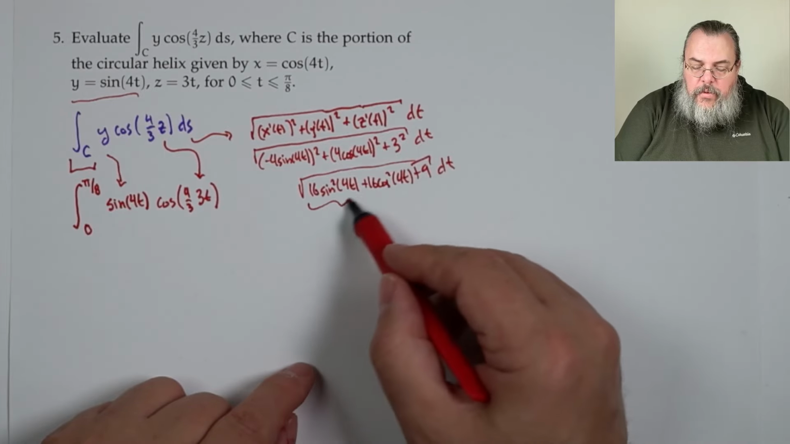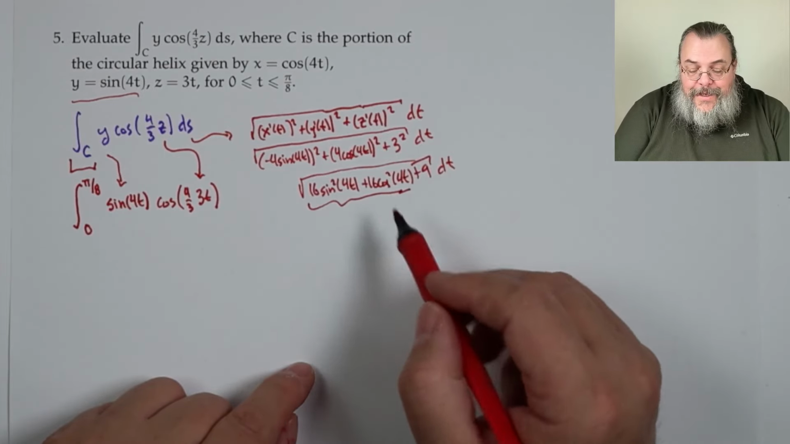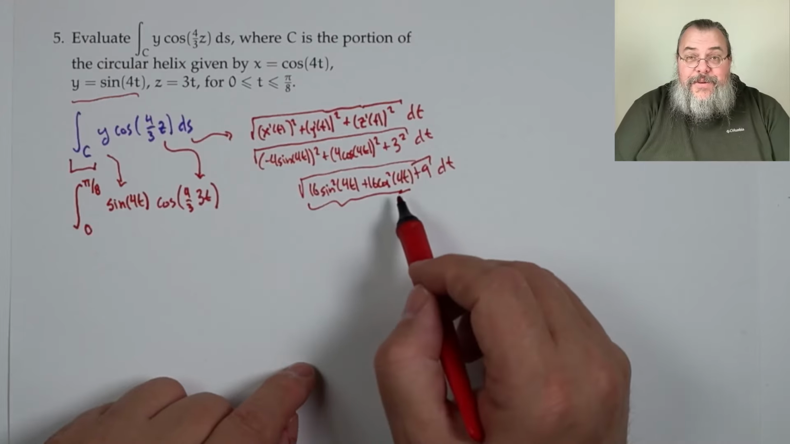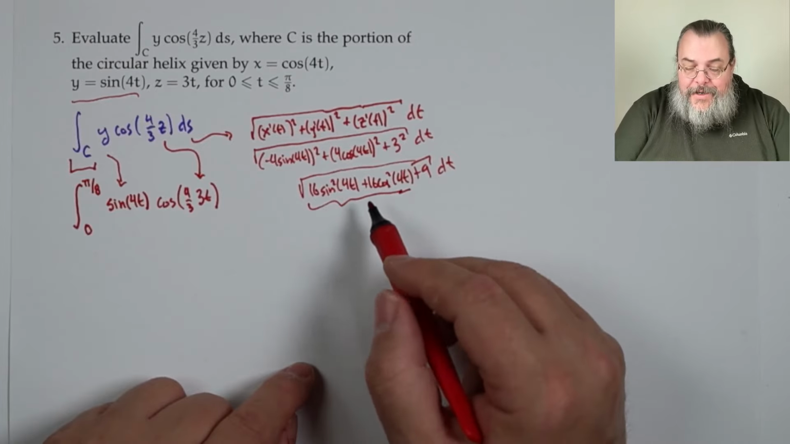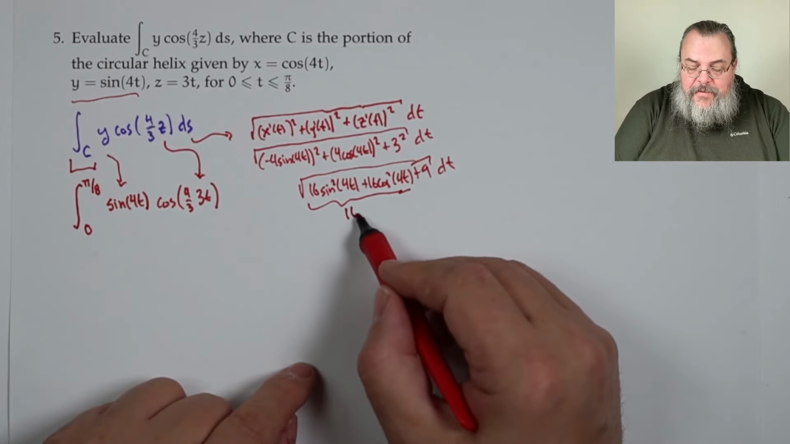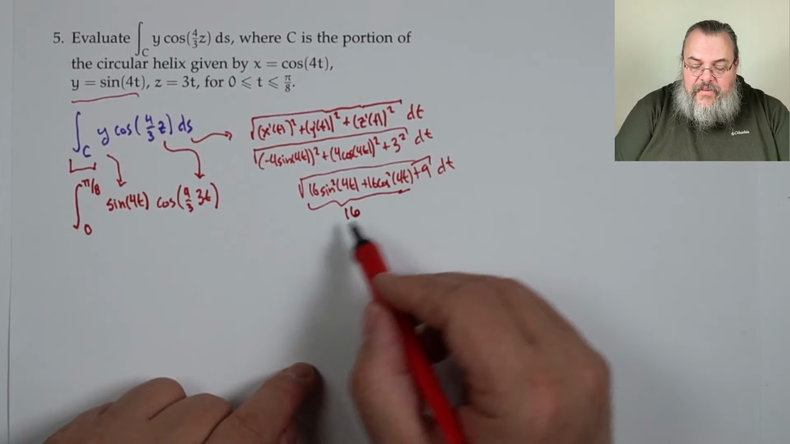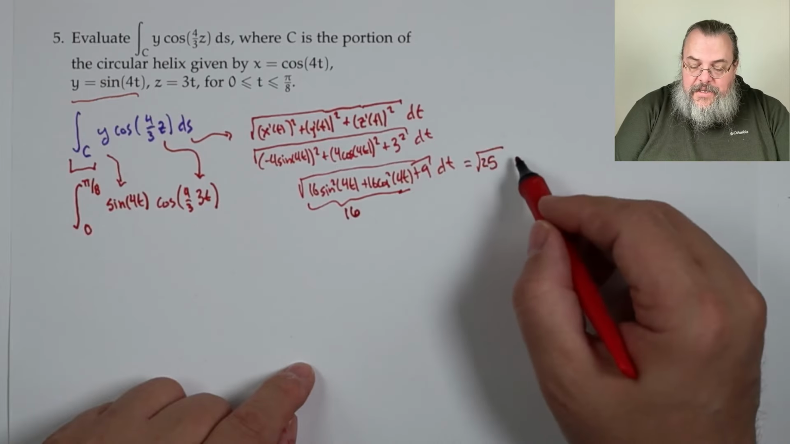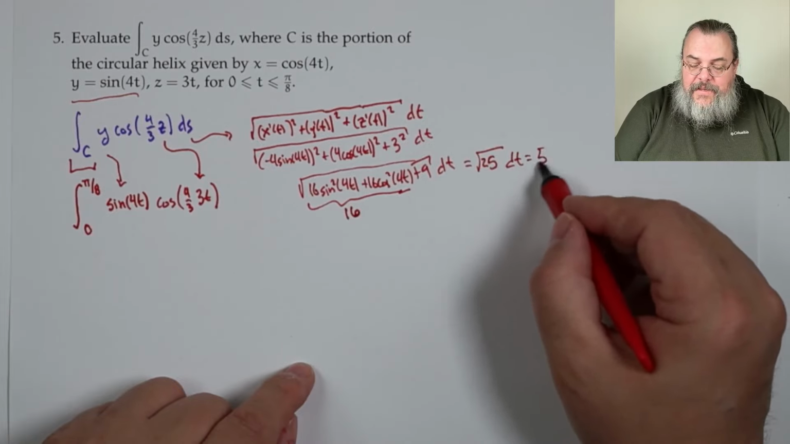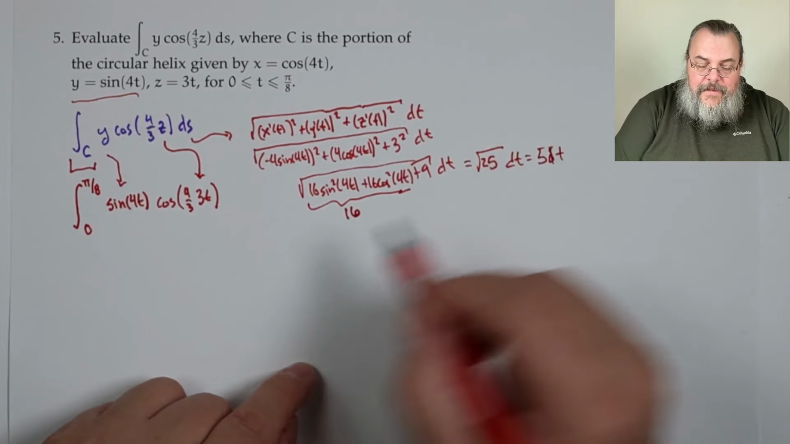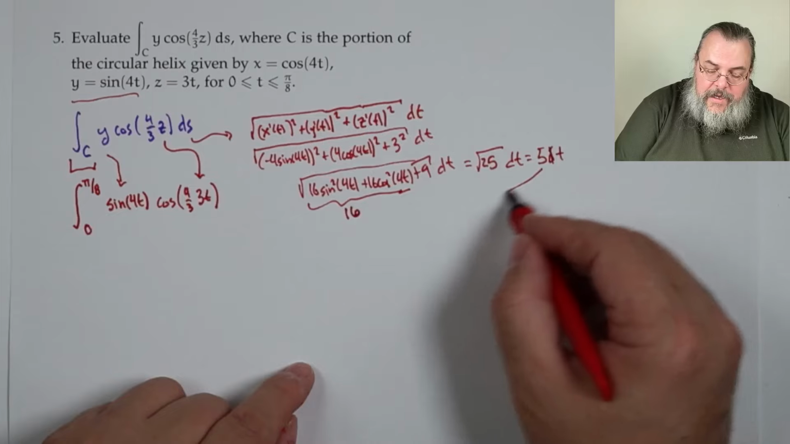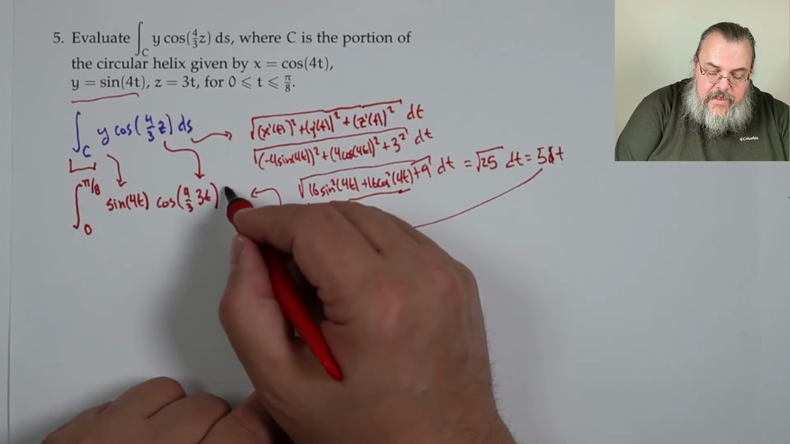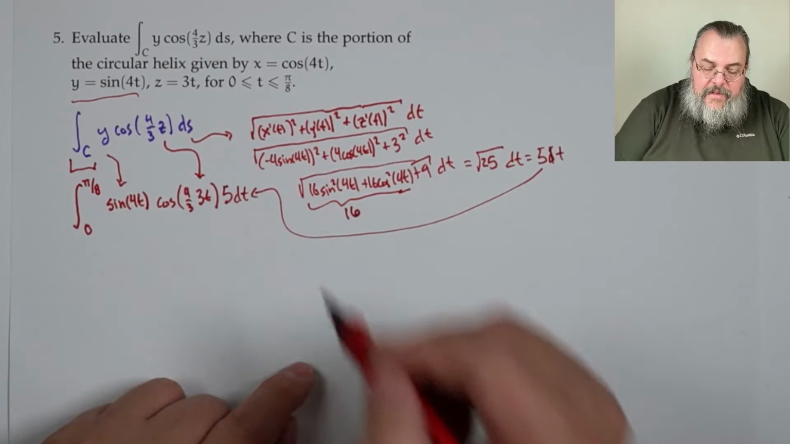And you say, ooh, look at this part. You can pull the 16 out and get sine squared plus cosine squared, which makes it 1. So this part really becomes 16. 16 plus 9, well, that's 25. But another way to say 25 is 5 squared, so the square root is 5. So we have that our ds is 5 dt.